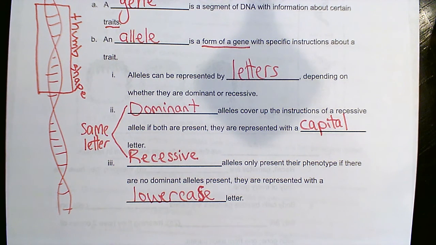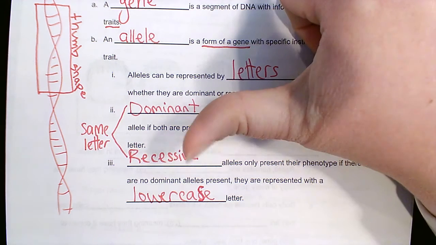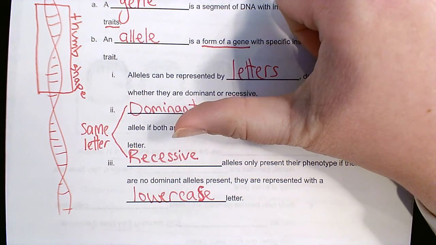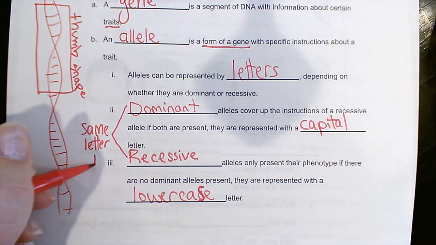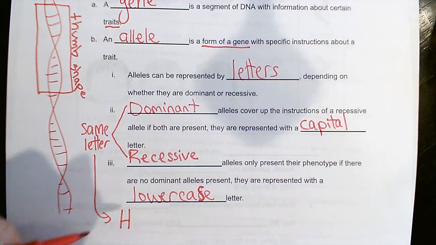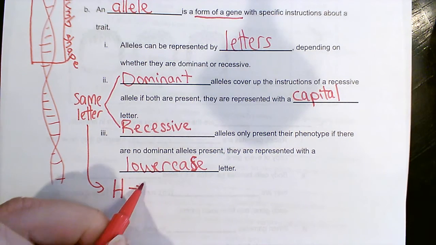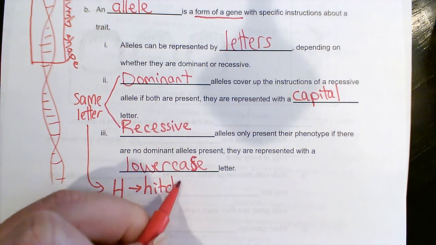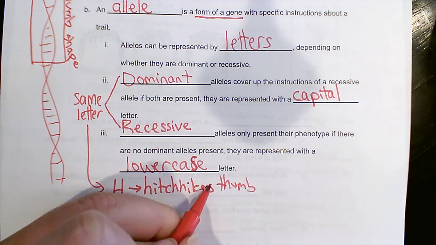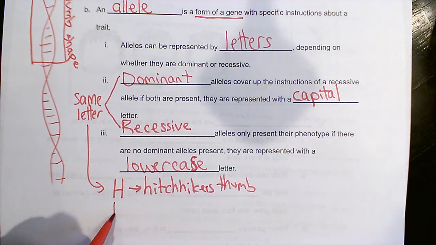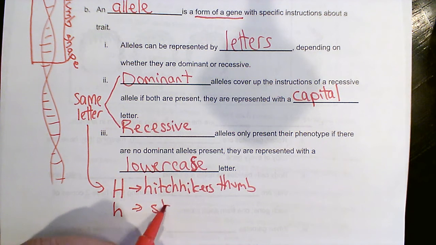Okay, so if I believe hitchhiker's thumb is dominant, if I go back to my hitchhiker's thumb, remember, so this is hitchhiker's thumb, this would be straight thumb. Hitchhiker's thumb is dominant, so I would use capital H for hitchhiker's thumb, and lowercase h for straight thumb.